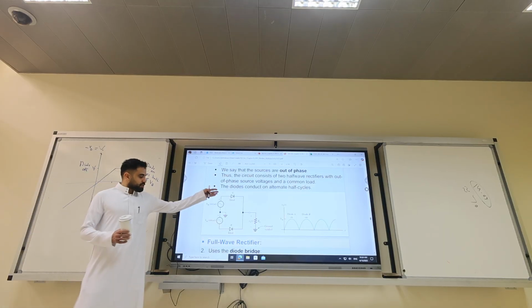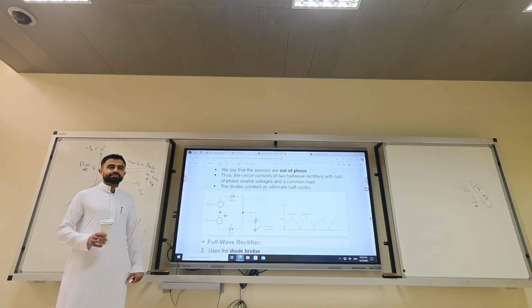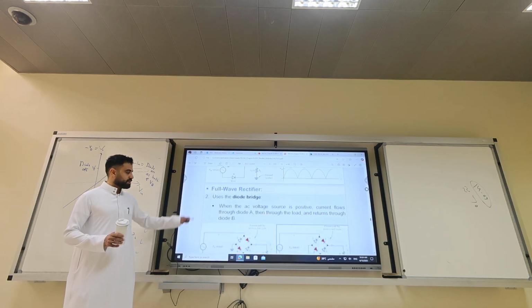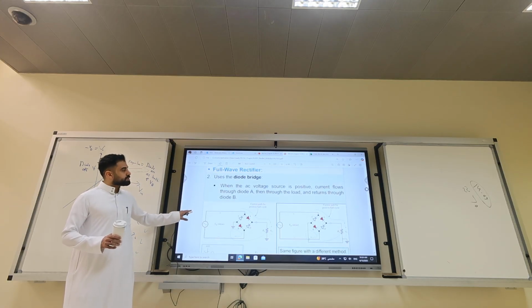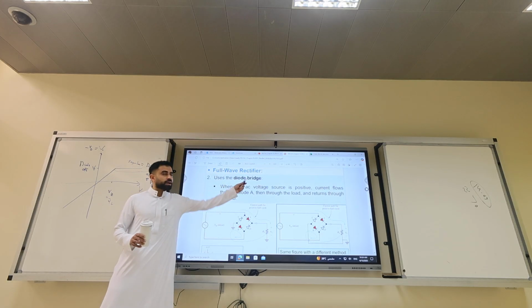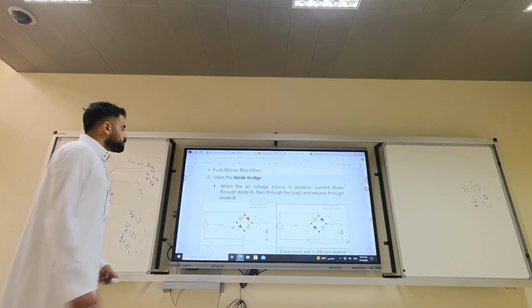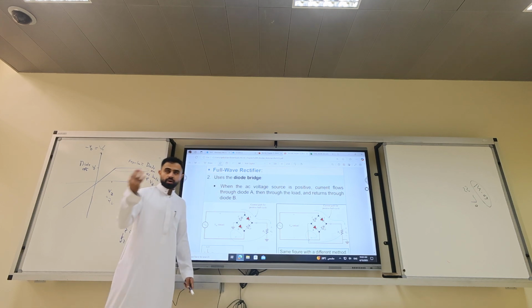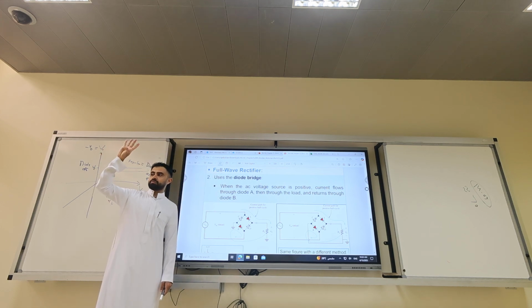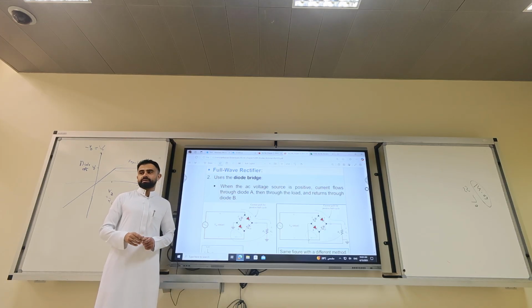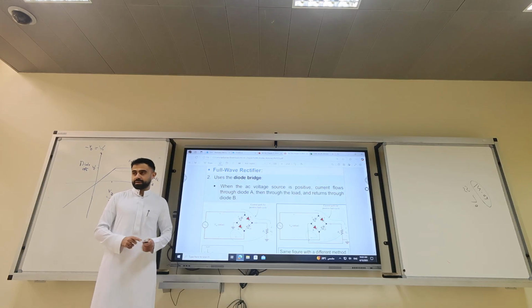But what's the problem with this circuit? You need to have two AC sources. It is not practical. So another solution is to use the diode bridge. With the diode bridge, you need to pay a cost of having how many diodes now? Four. And I told you, which one is more expensive, Zener or regular? Zener. So we use regular here.